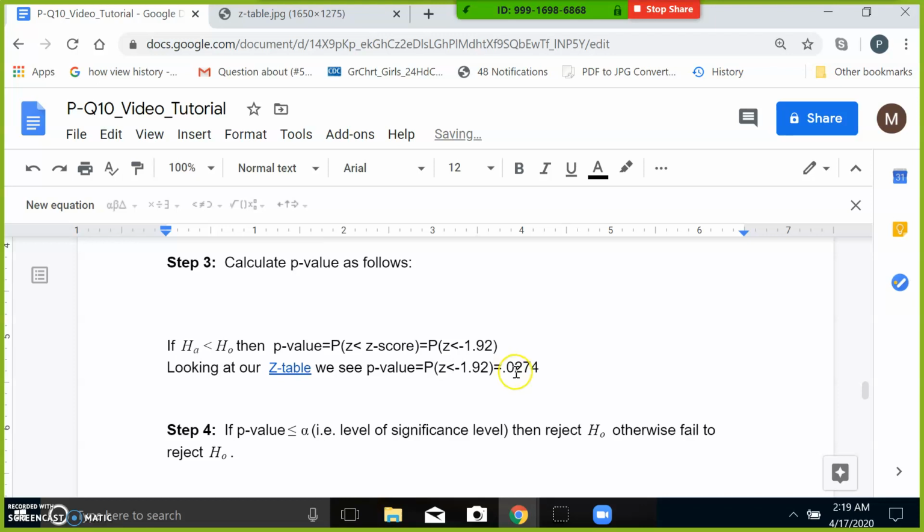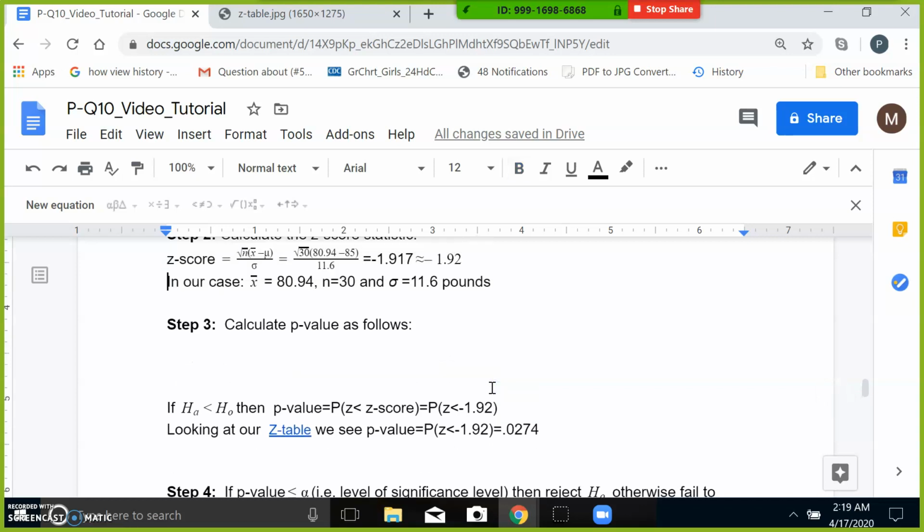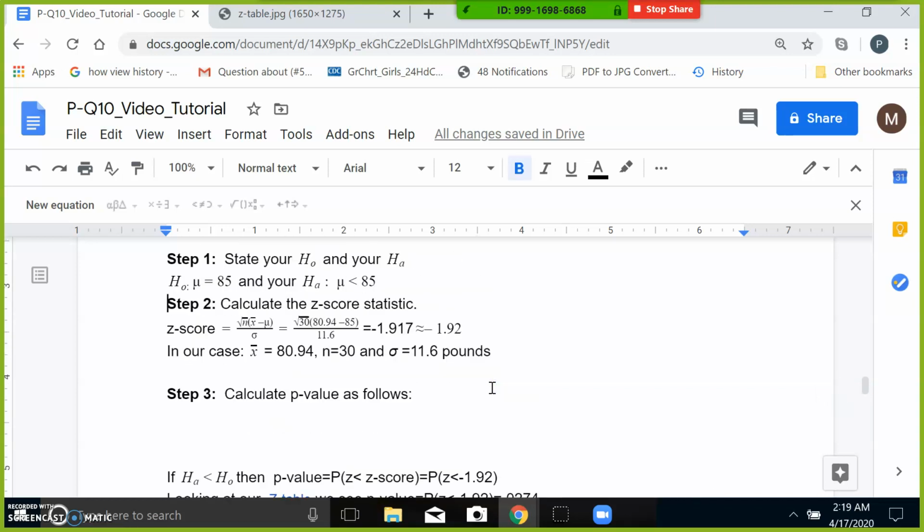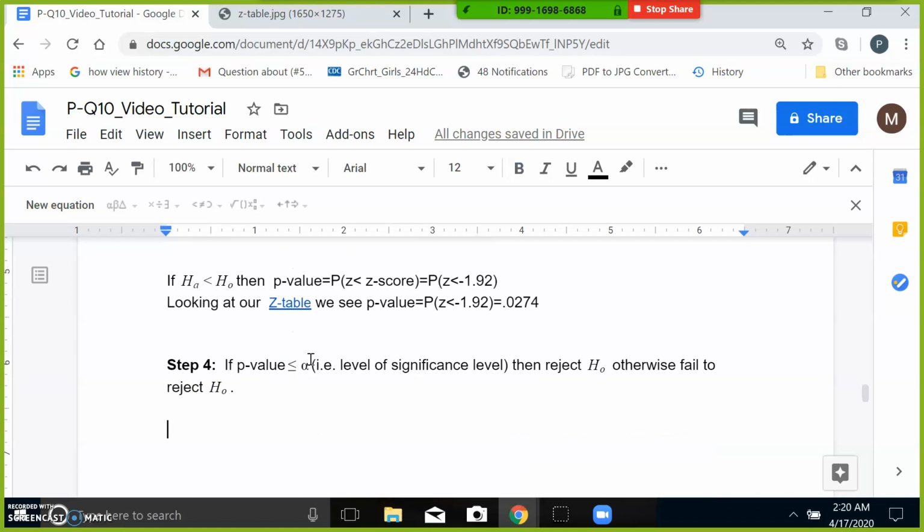0.0274. So that's saying the probability of observing a sample like the one we got, 80.94, or to the left of it, there's only a 2.5% chance of observing something like that if the null hypothesis was true. Okay, so therefore it's not very likely to make an observation like ours if the null was true. So let's go on to step 4 now.